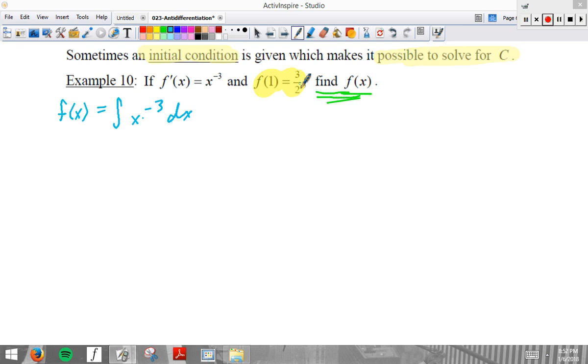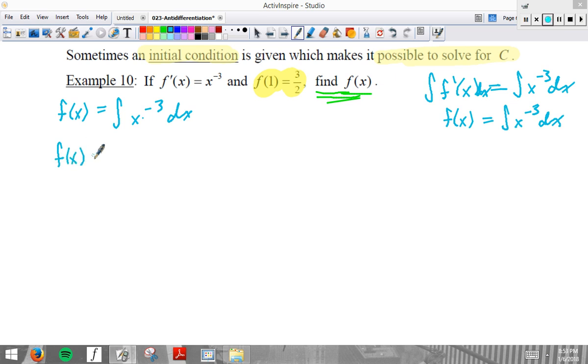Because f prime is the derivative of f. So it's sort of like I'm integrating both sides of the equation. And the antiderivative of f prime is just f. And then I just have to figure out what this side is. Okay? That's what's happening here. So f of x would be the antiderivative of that. So f of x, add 1 to the power, divide by the new power, plus c.